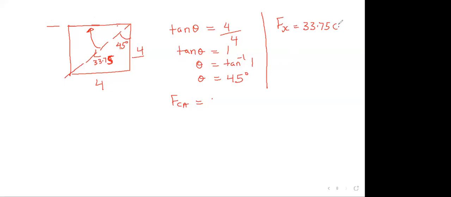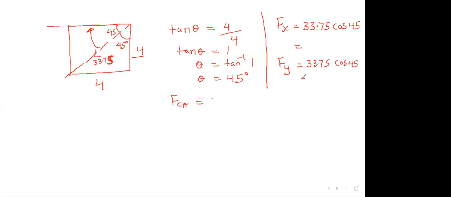33.75 cos of 45. Cos 45. Hope everyone is seeing that. Is that okay to everyone? Why she has said 45 is because also here there is 45. Then what about Fy? Is everyone also 33.75 cos of 45? Cos of 45.